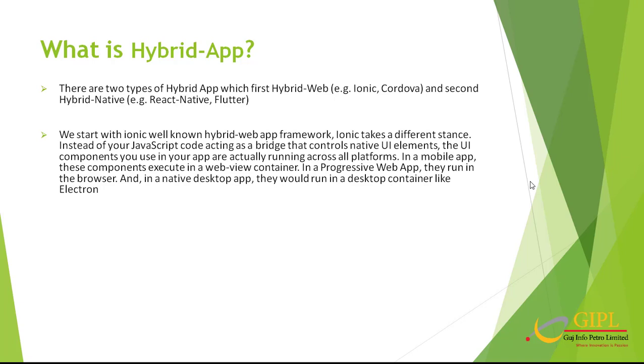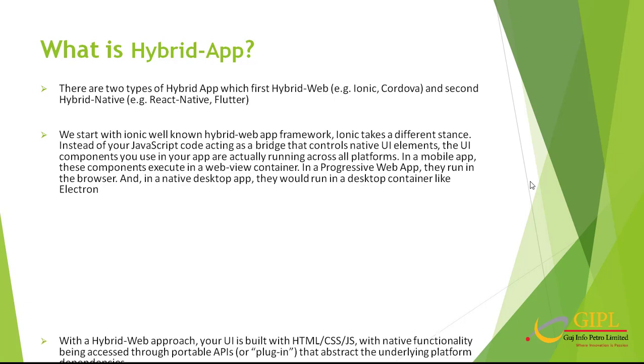Ionic takes a different stance. Instead of your JavaScript code acting as a bridge that controls native UI elements, the UI components you use in your app are actually running across all platforms. In a mobile app, these components execute in a WebView container. In a progressive web app, they run in the browser. And in a native desktop app, they would run in a desktop container like Electron.